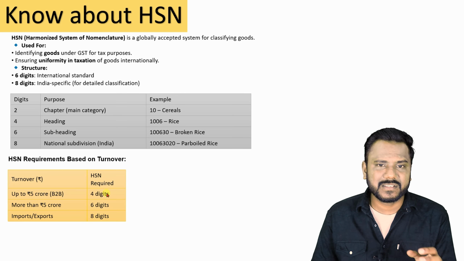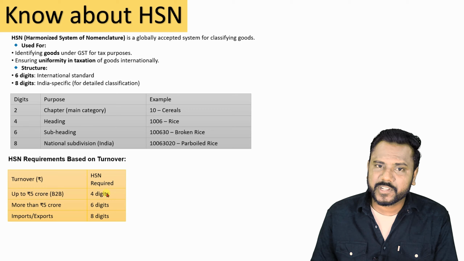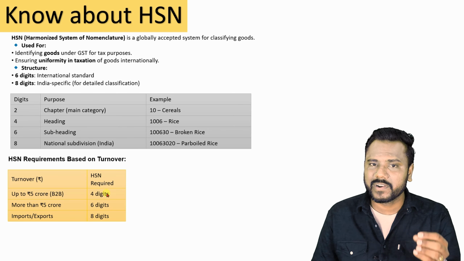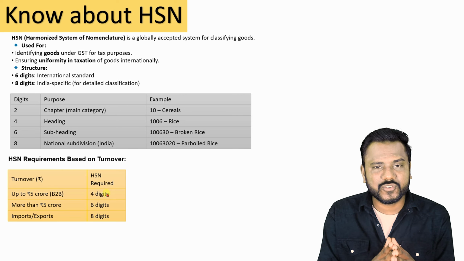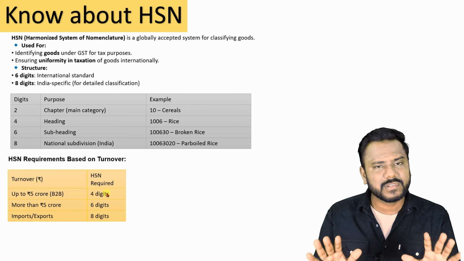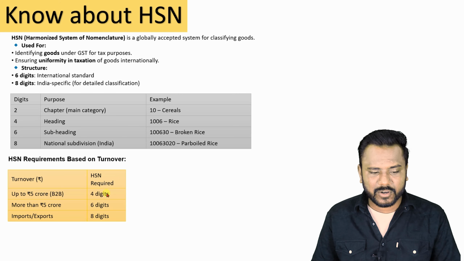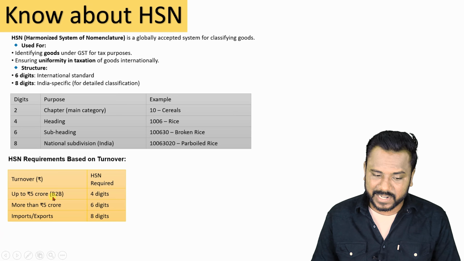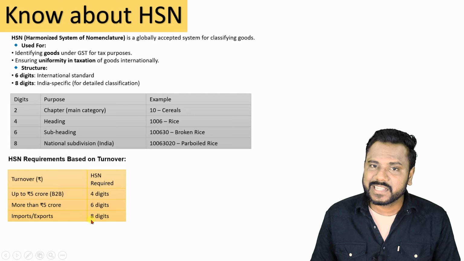Then you need not update the HSN code every time you create a product master. While creating a product for the first time, if you add 8 digits, that will be available for a lifetime. In future, even if your turnover exceeds the threshold limits, there will be no problem for you. So I would encourage every one of you to use the full HSN number from day one to identify goods. But if you consider the turnover limits, up to 5 crore for B2B transactions you can use 4 digits, and more than 5 crore 6 digits, and if you are importing or exporting, using 8 digits is mandatory.